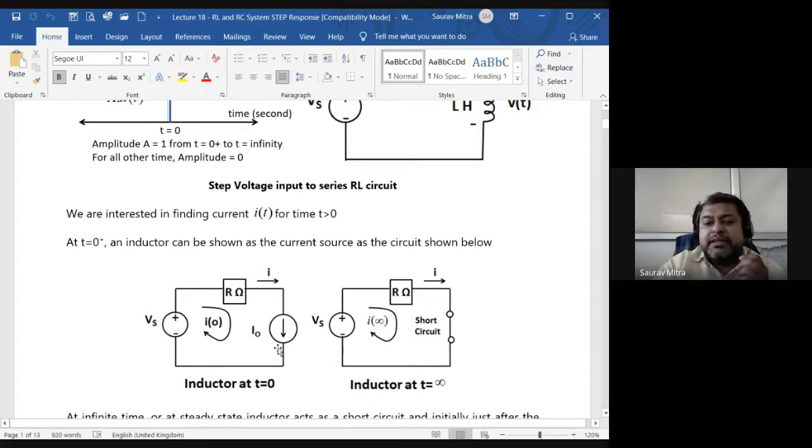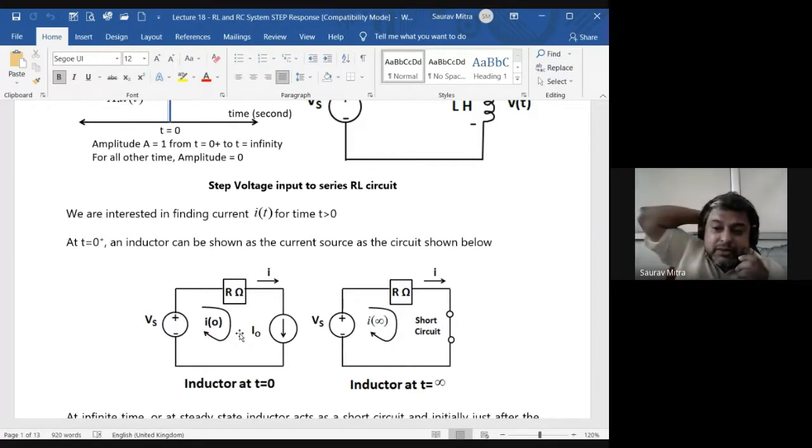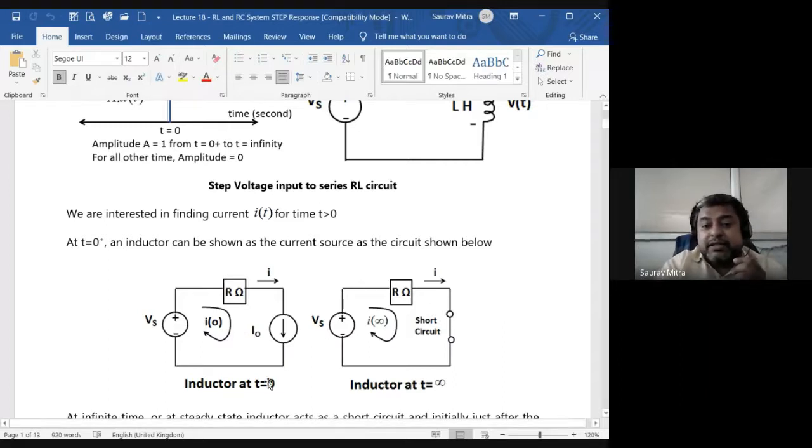Initially, when I've just connected, how much is the circuit current? The circuit current is I0. That I0 comes from the assumption that initially the inductor was storing the current I0. Now when the input is connected for a longer period of time, the current will build up in the circuit, because the inductor will start behaving like a short circuit. Short circuit means zero impedance.